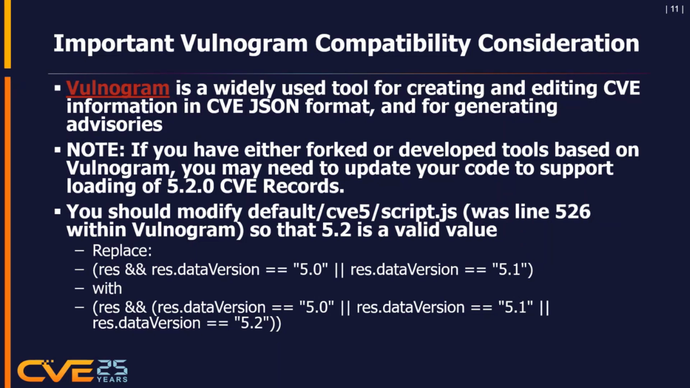So there is an important Vulnogram compatibility consideration. I actually checked Vulnogram today, and it looks like it is accepting the data version. So with the release of 5.2.0, the data version within CVE records does get bumped to 5.2.